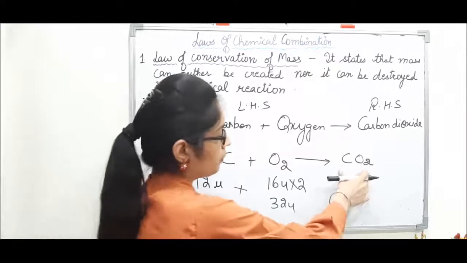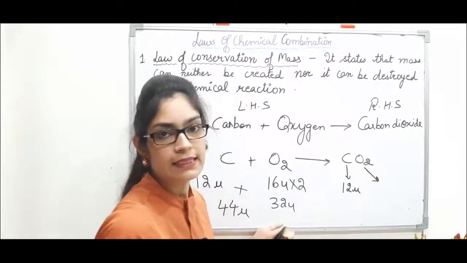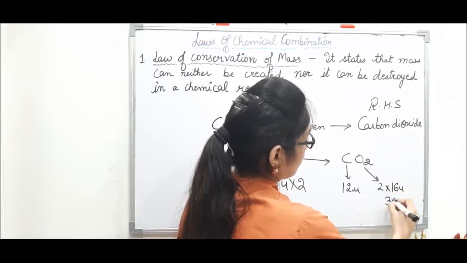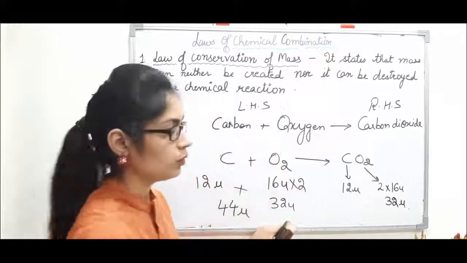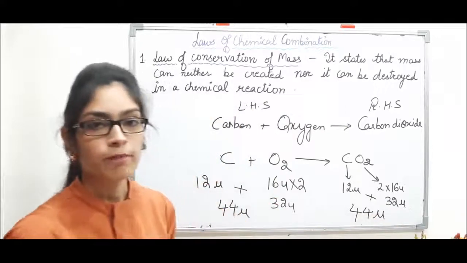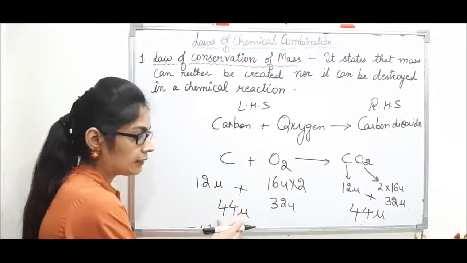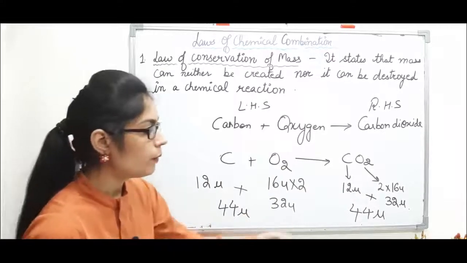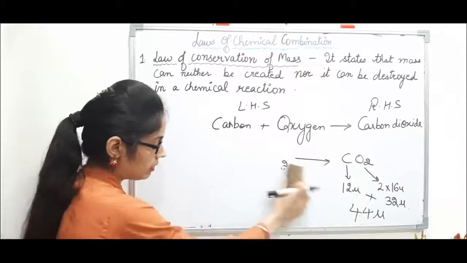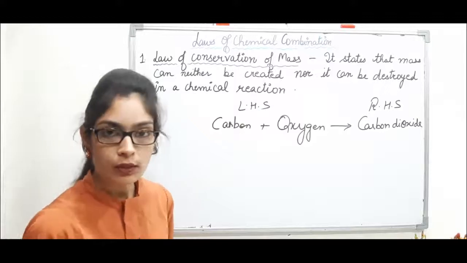Let's find out the mass of the product. Carbon, its mass is 12 U. 2 atoms of oxygen we have, so 2 into 16 U, which will again be equal to 32 U. If you add these two, you will see again it is equal to 44 U. And here it is verified. You can see in the above chemical reaction, mass of the reactant, which is 44 U, is equal to mass of the product. In every chemical reaction, you can see always mass of the reactant will be equal to mass of the product.